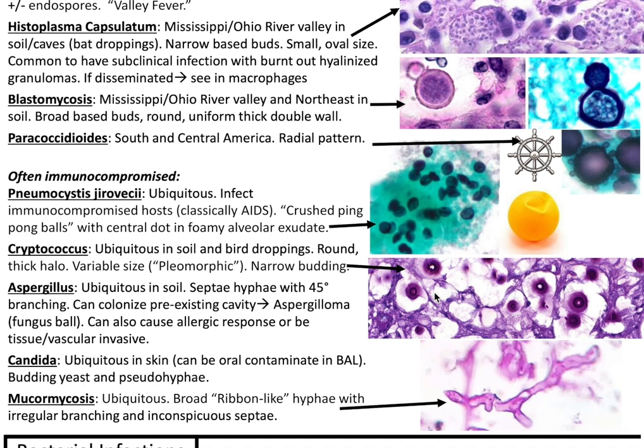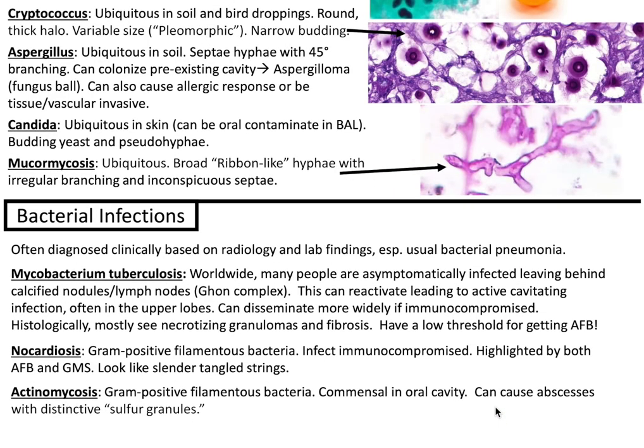Candida is ubiquitous in skin. It can be an oral contaminant in bronchoalveolar lavage or BAL, and you'll see budding yeast and pseudohyphae. Mucormycosis. This is ubiquitous. You see this broad ribbon-like hyphae with irregular branching and inconspicuous septae. Bacterial infections, often diagnosed clinically based on radiology and lab findings, especially usual bacterial pneumonia.